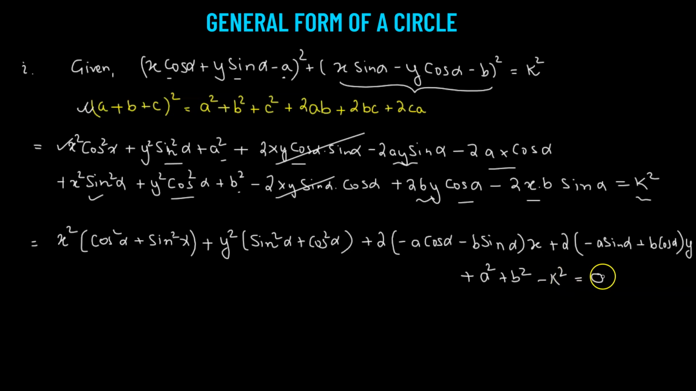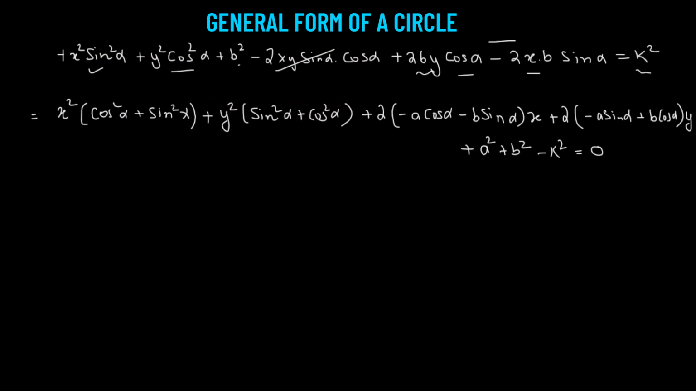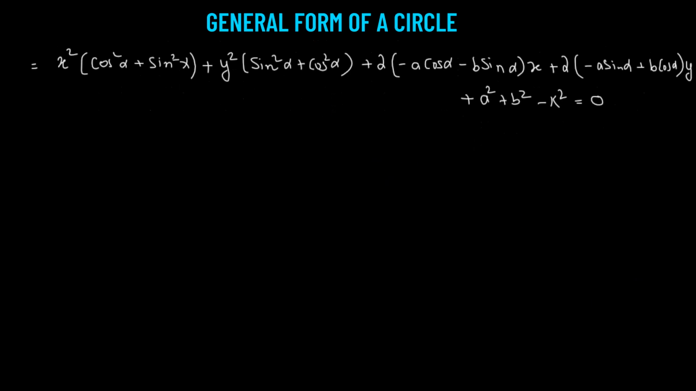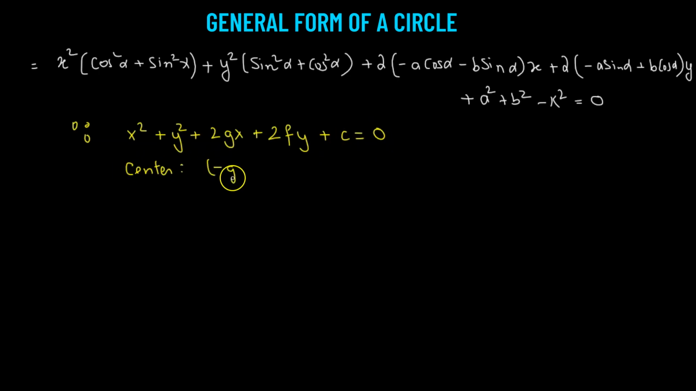Fine. The whole reason we're writing in this particular fashion is because now we have the equation in the general form. Now we know that the general form of a circle is given by x squared plus y squared plus 2gx plus 2fy plus c equals 0. In this general equation, the coordinate of the center is given by negative g comma negative f, and the radius r is given by the square root of g squared plus f squared minus c.